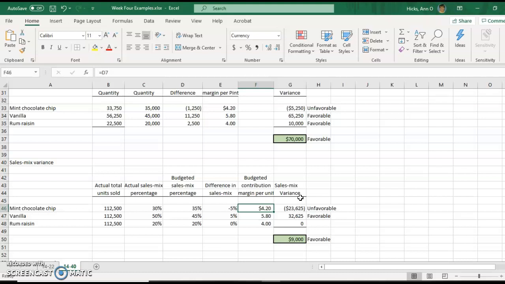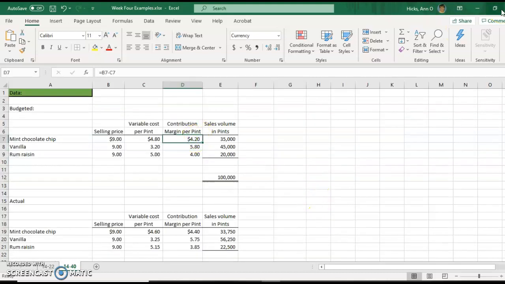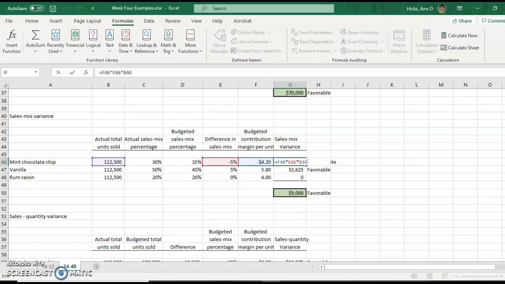Then we're going to take that budgeted contribution margin per unit, which we calculated up here. So we budgeted a contribution margin per unit of $4.20, $5.80, and $4 respectively. And here is the calculation of the sales mix variance. The actual number of units we sold times the difference in sales mix times the budgeted contribution margin per unit.